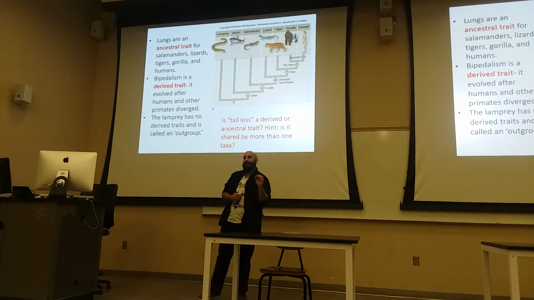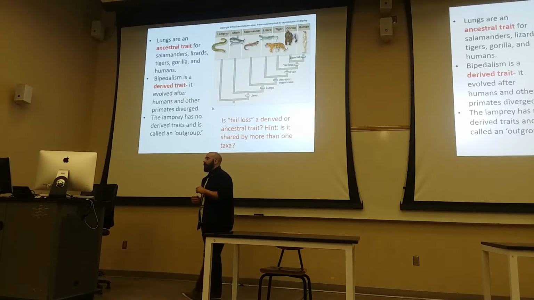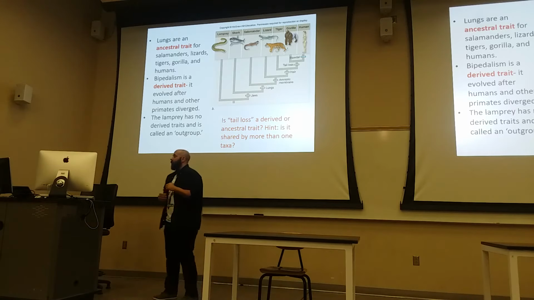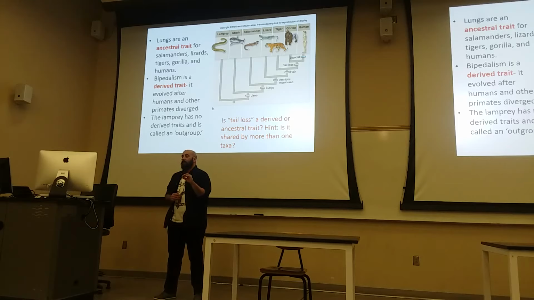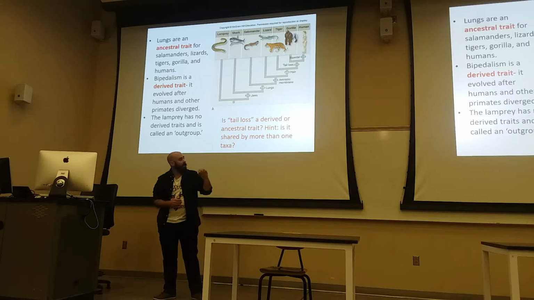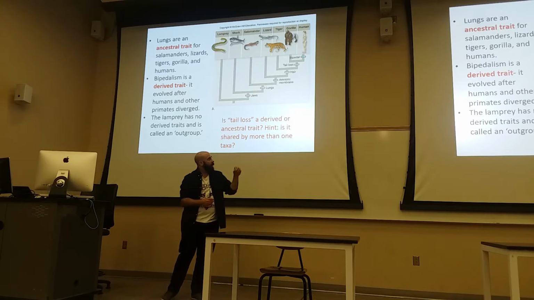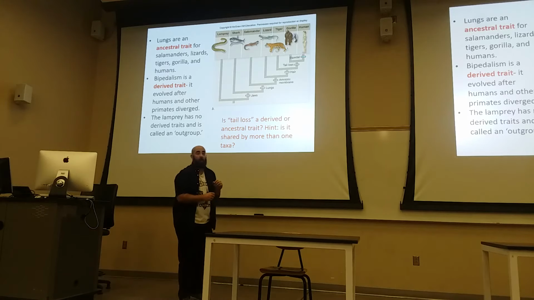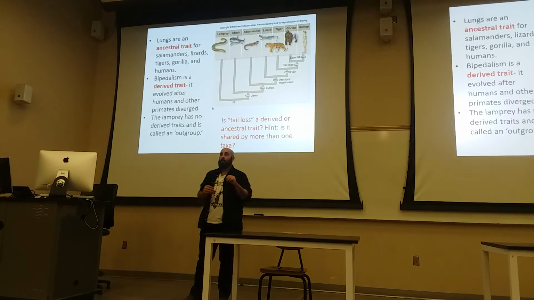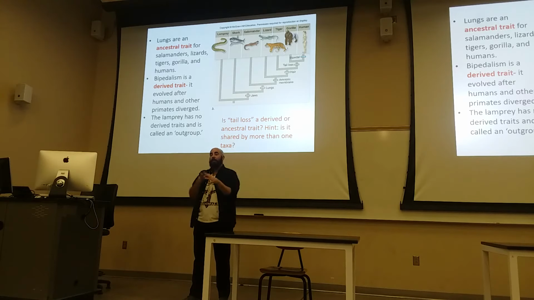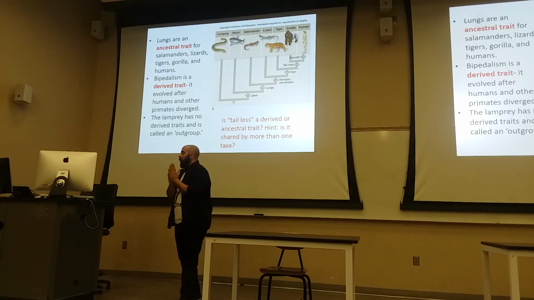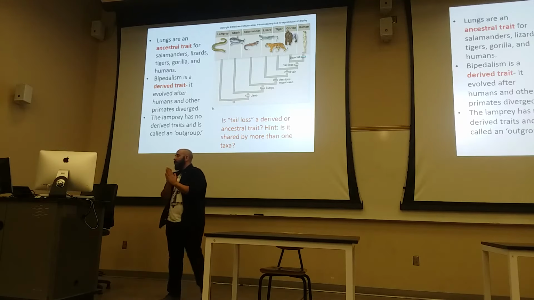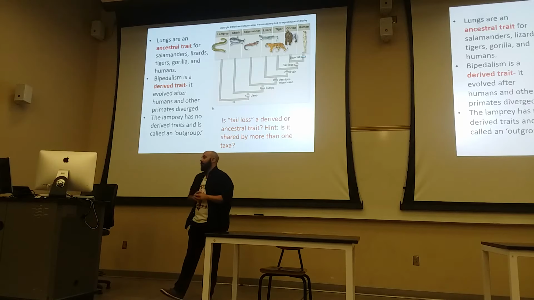Go ahead and find lungs. Find lungs on your tree. Okay, find that node and see that it's an ancestral trait for salamanders, lizards, tigers, gorillas, and humans. You see why that is? If you look at those branches and trace them back, you'll see that there's that last common ancestor, right? There is that node there. So yes, we can see that lungs are present in all of them.